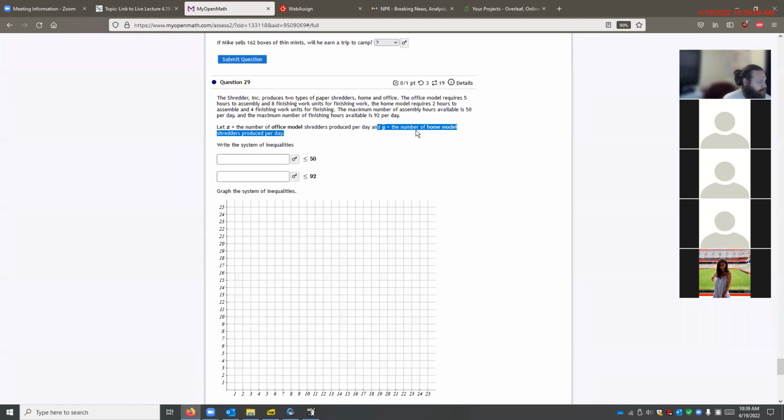And the home model requires 2 hours assembly. I don't know what kind of really complicated paper shredders we're talking about here, but okay. 2 hours assembly and 4 hours of finishing.